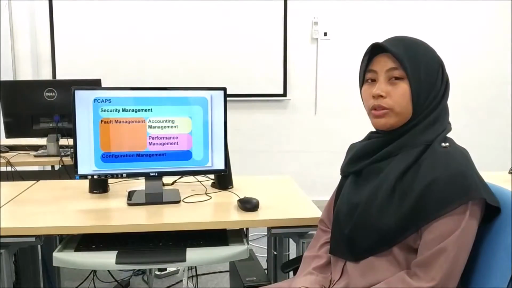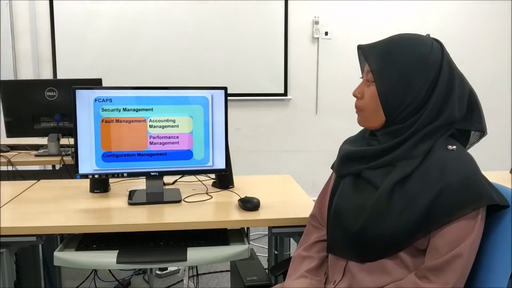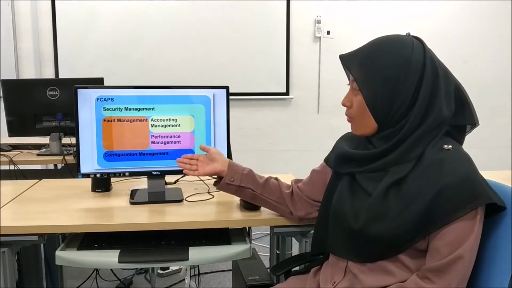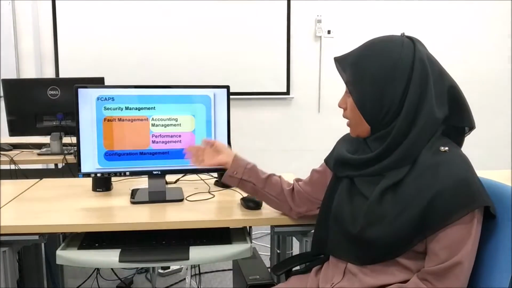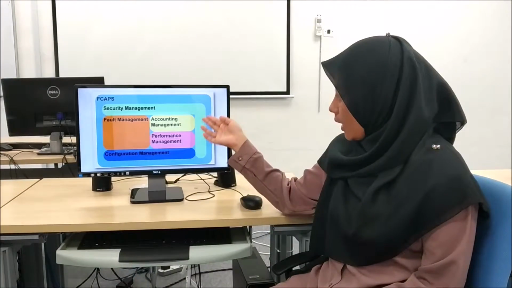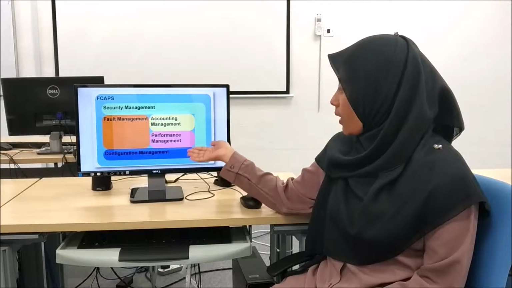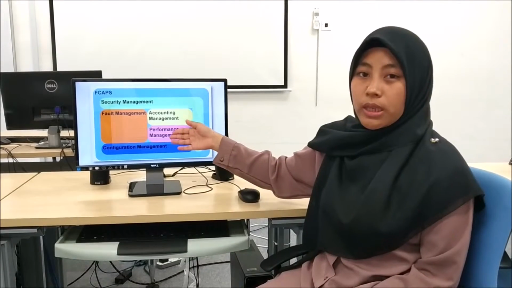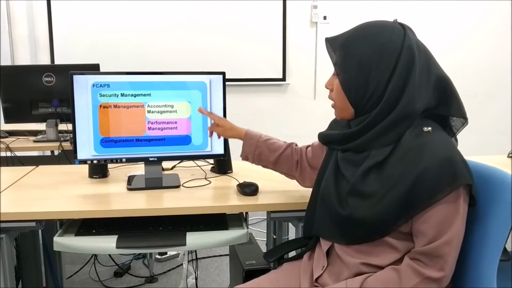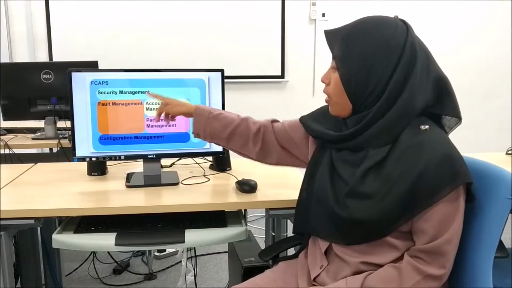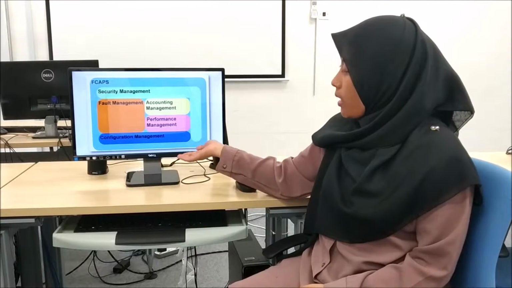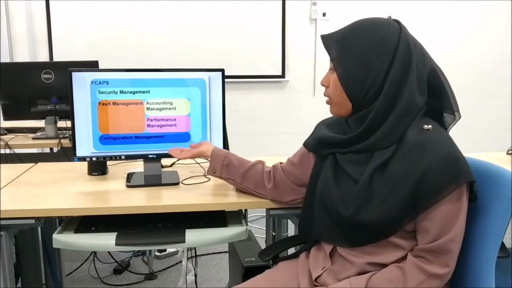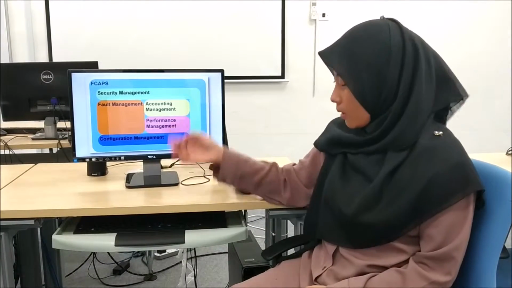Next, I will continue on the FCAPS model. F is fault management, C is configuration management, A is accounting management, P is performance management, and S is security management. As we see, security management holds for every management, and our group will present about configuration management.